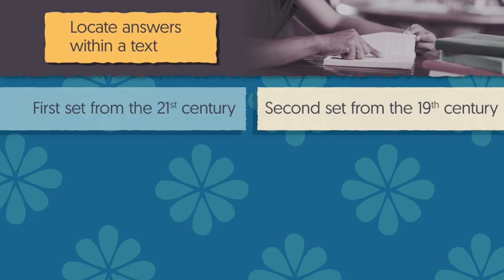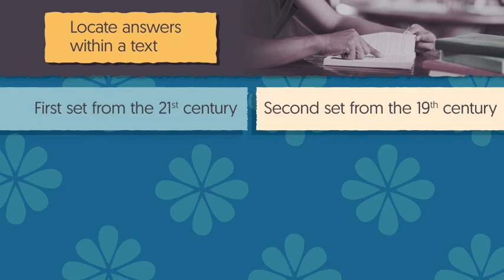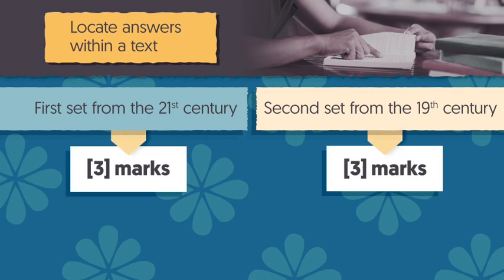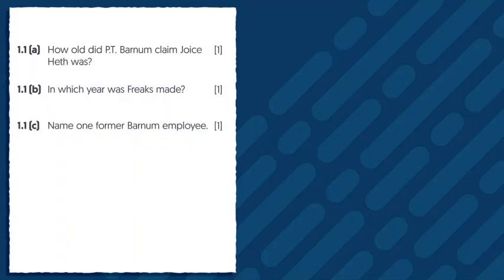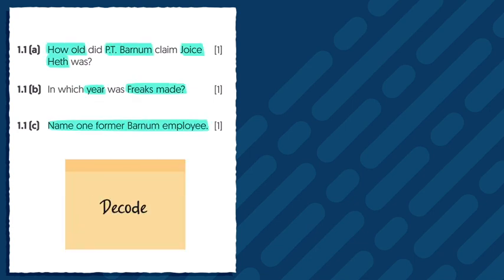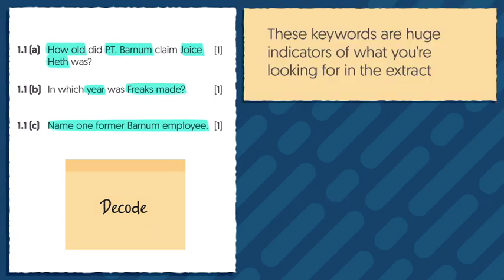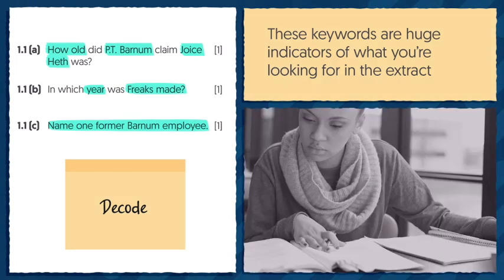The first set of questions are from the 21st century text, and the second set are from the 19th century text. Each set of questions is worth 3 marks, so 6 marks in total. First, let's take a look at the questions for the 21st century text on our Eduqas Style Component 2 exam paper. The first step is to decode each question before you begin to read through the first source for the answers. Remember, these keywords are huge indicators of what you're looking for when reading through the extract. Use them to help you locate the answers.